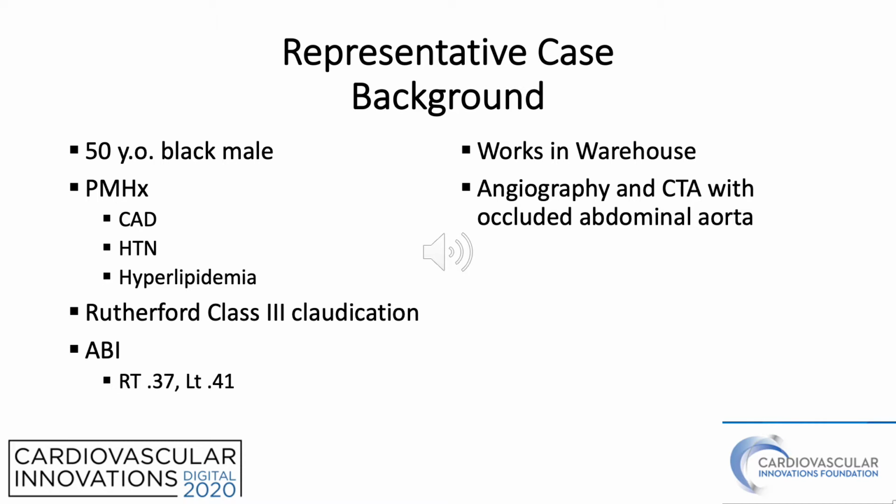This is a 50-year-old black male with a past medical history of coronary disease, hypertension, and hyperlipidemia. He currently has Rutherford Class 3 claudication, which affects his work in a warehouse. His ankle brachial indexes are 0.37 on the right and 0.41 on the left. Angiography that was completed at an outside institution demonstrates, with a CTA, an occluded abdominal aorta.